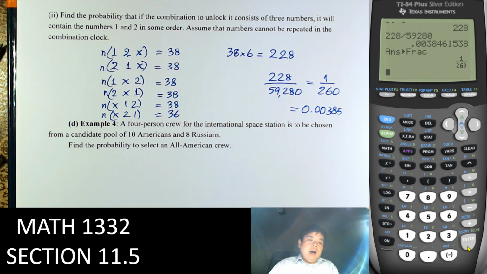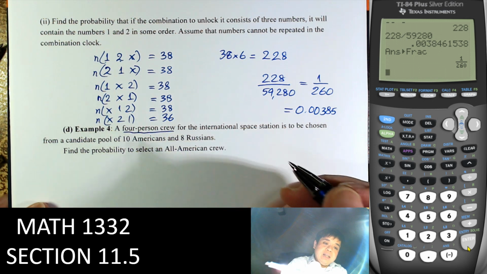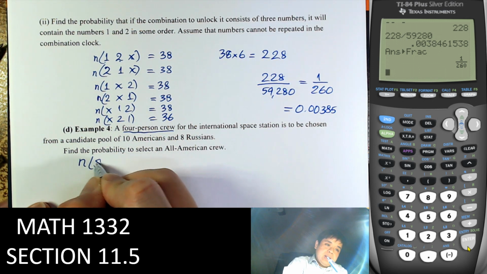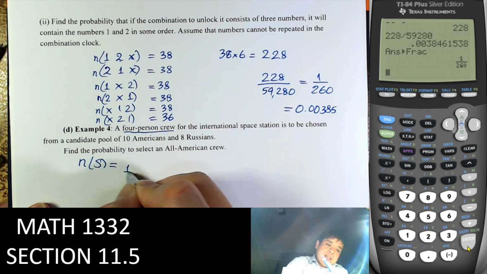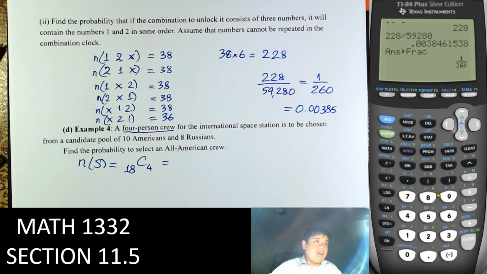Right. Next, a 4-person crew for the International Space Station is to be chosen from a candidate pool of 10 Americans and 8 Russians. Find the probability that it is an all-American crew. So there are 10 and then 8. Now this is unlike the lock, where order does matter. For this one, the crew is put on a spaceship and goes, so the order doesn't really matter. In that case, we want a 4-person crew out of 18 people in total. So the number in the sample space is 18 choose 4, doesn't matter whether Americans or Russians.